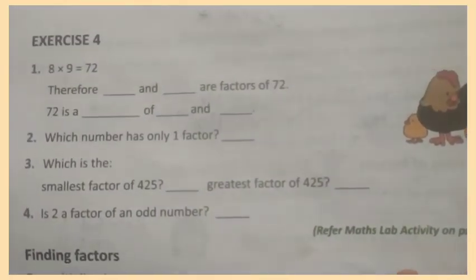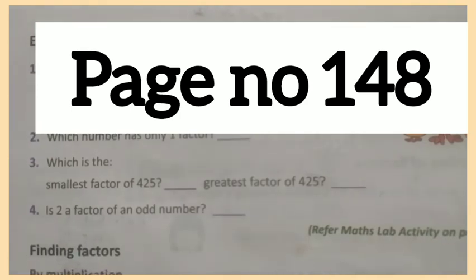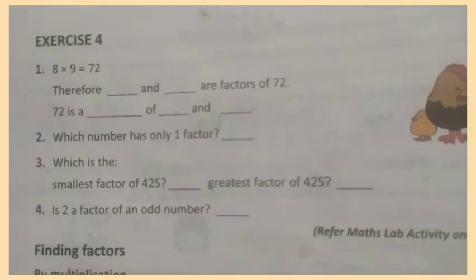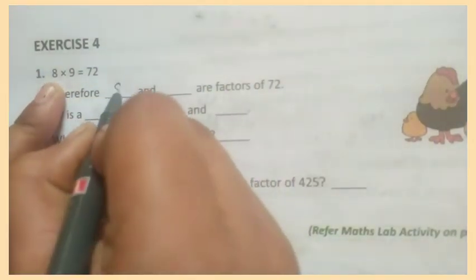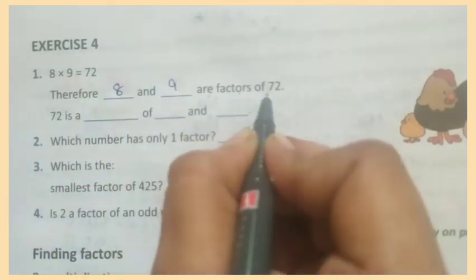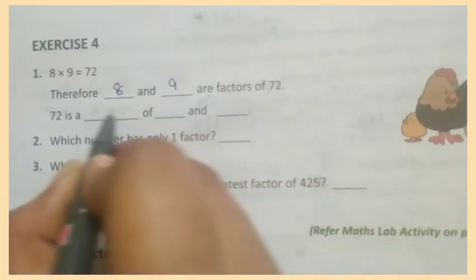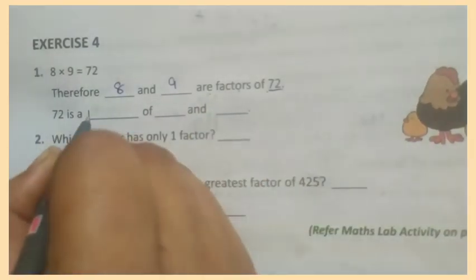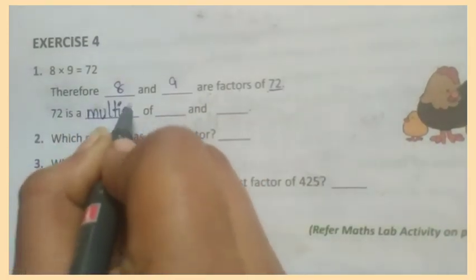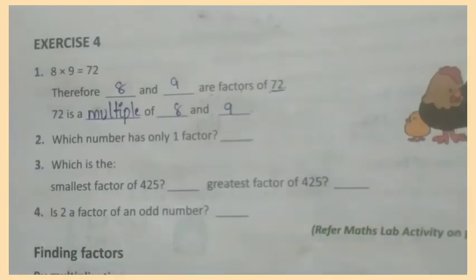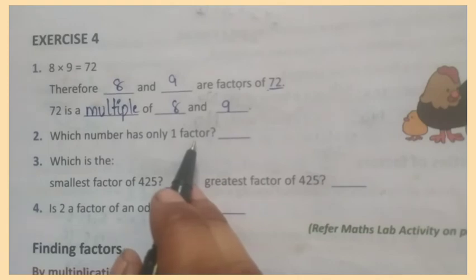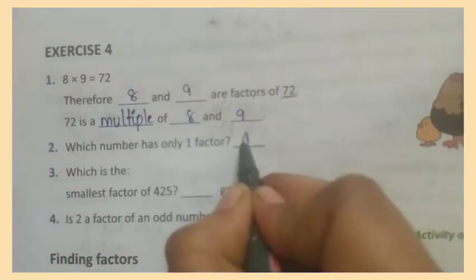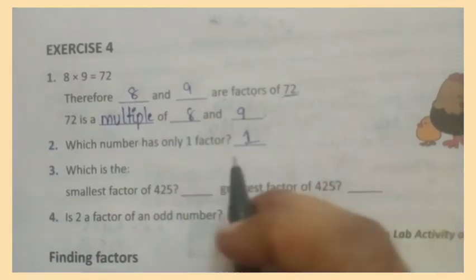These are the properties of factors. Now look at page number 148, exercise 4. 8 9s are 72. Therefore, these 8 and 9 are factors of 72, and 72 is a multiple of 8 and 9. Next, which number has only one factor? Yes, 1 has only one factor. 1 one is one.